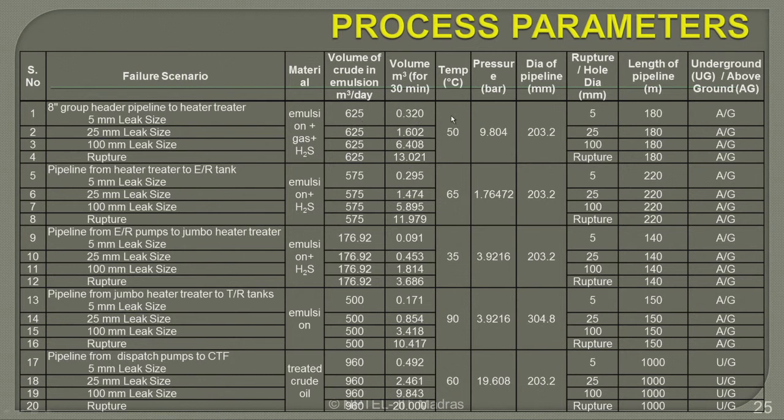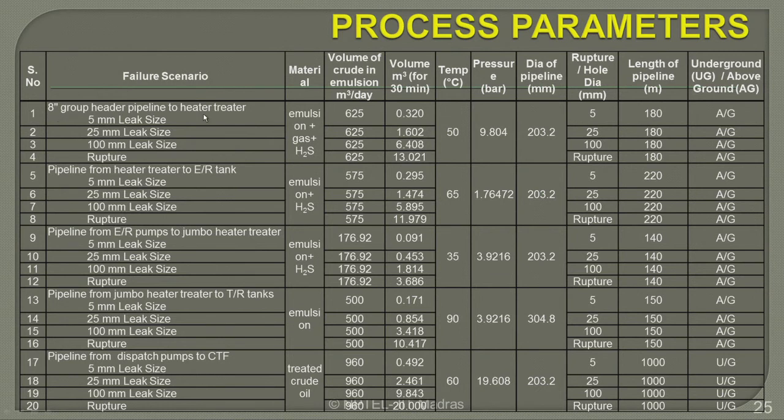You already know what the operational temperature of this particular group header pipeline in heater treater is. We also know the pressure and diameter of the pipeline at which it is being operated. Let us try different scenarios of 5 mm leak, 25 mm leak, 100 mm leak and whole bore rupture. The length of the pipeline in meters is available here, which is physically measured in the plant, and we also classify whether the pipeline is above ground or underground.